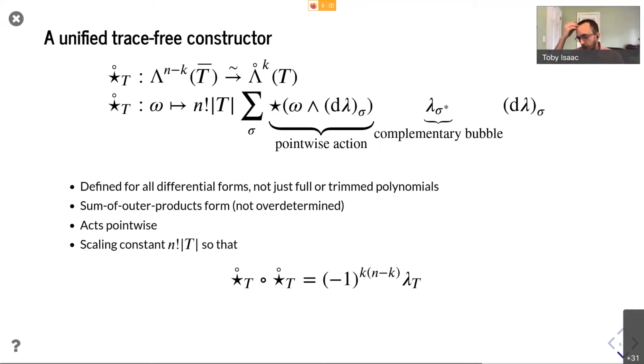So this operator is defined for all differential forms, not just full or trimmed polynomials. It's got this sum of outer product approach as opposed to being overdetermined, like in the original representation. It acts pointwise. And that scaling constant out front is just to give us this neat property that if I take this ring star operator twice, it's essentially just going to give me multiplication by the triangle or tetrahedron's interior bubble function, with some kind of a sign convention.